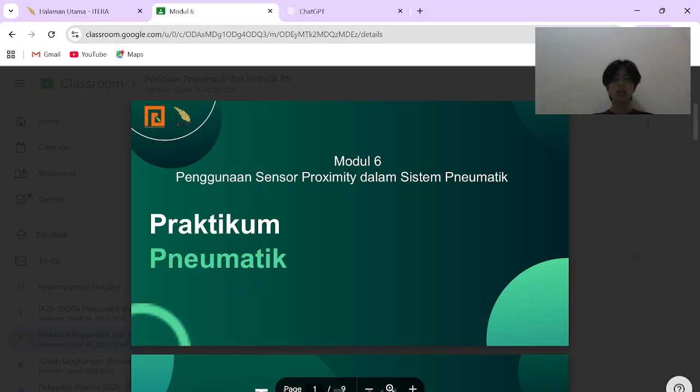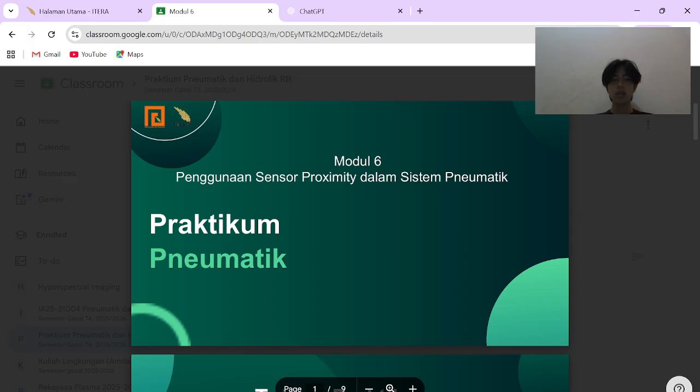Good morning, everyone. Today I will present Module 6, which is about the use of proximity sensors in pneumatic systems, as part of our pneumatic practicum. Today, we are going to explore one of the most important technologies used in modern industrial automation, which is the proximity sensor and how it is integrated with pneumatic systems.